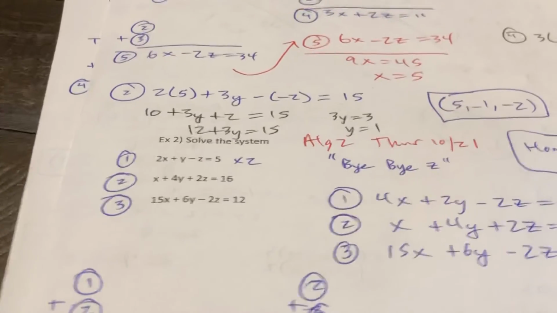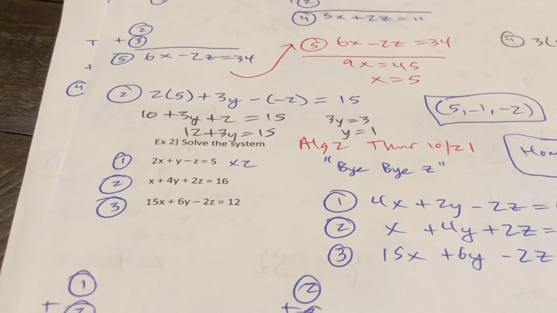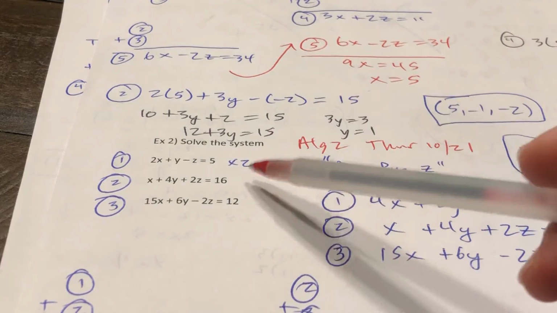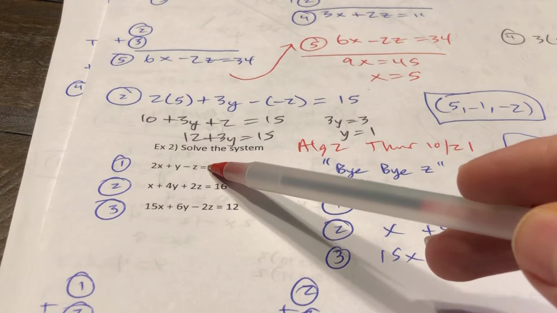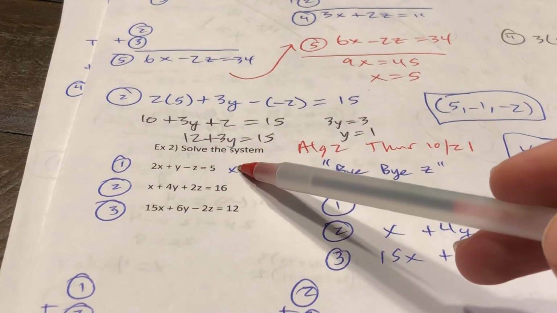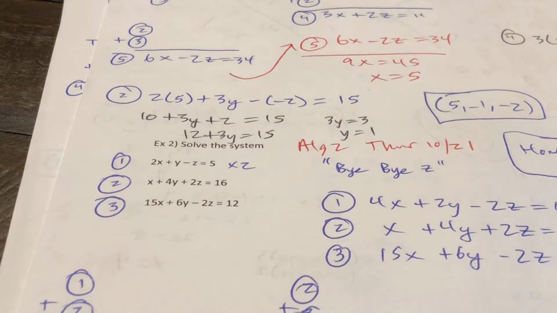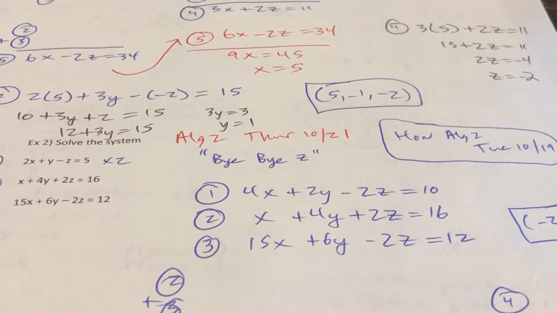All right, let's talk about number 2 here. Solve the system. I'm going to say by z. The z's match up best. If I double the first equation, then the z's are either 2 or -2. So I double the first equation, which is what I did right there: 4x plus 2y minus 2z is equal to 10. There's my second equation. There's my third equation.